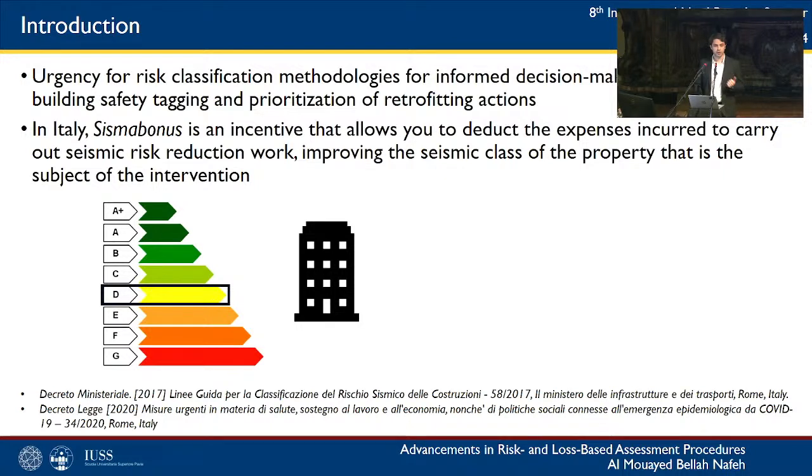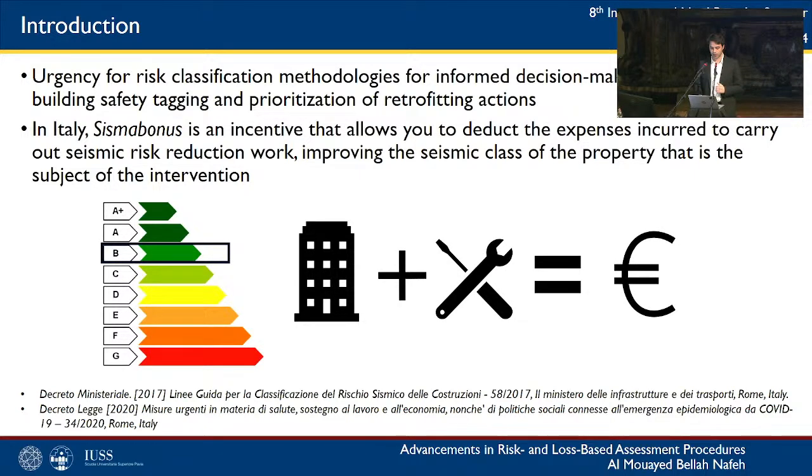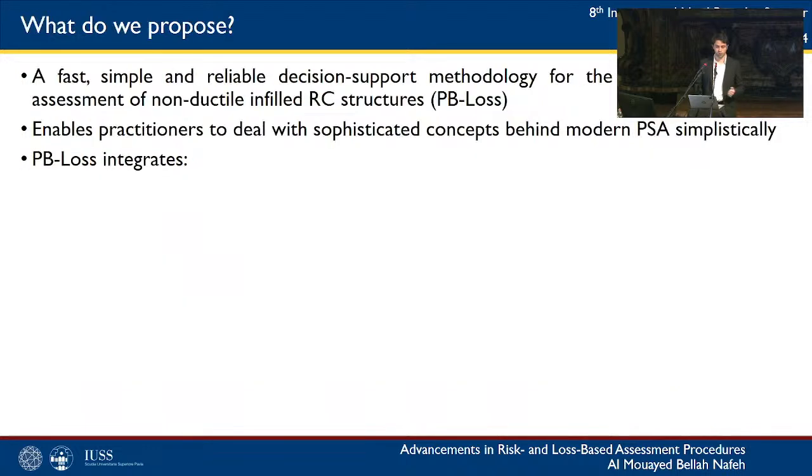In Italy, this is the so-called Sisma Bonus. It's an incentive that allows you to deduct the expenses incurred to carry out seismic risk reduction work, improving the seismic class of the property that is the subject of the intervention. But where does our contribution lie?